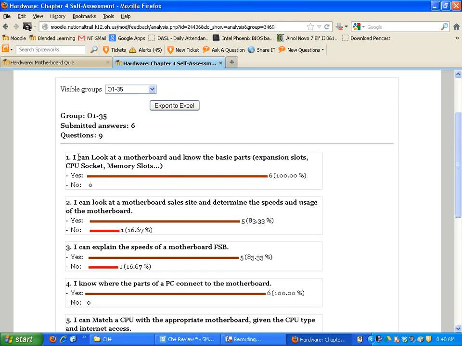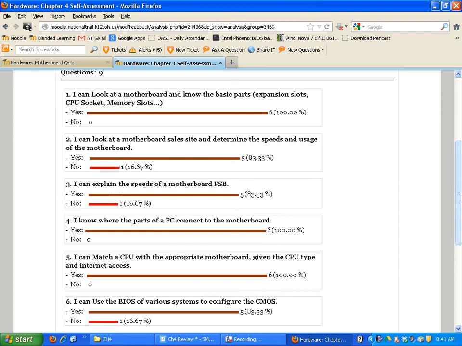Okay, so everybody feels like they can look at a motherboard and know the basic parts to match that around. I can look at a motherboard sales site and determine the speeds and usage of the motherboard. And when I say usage, I'm saying comparing it to that list that I gave you on the PowerPoint.